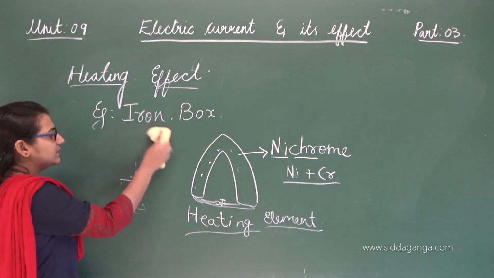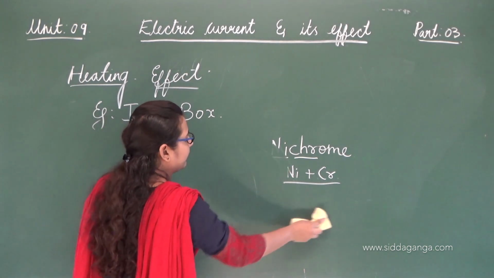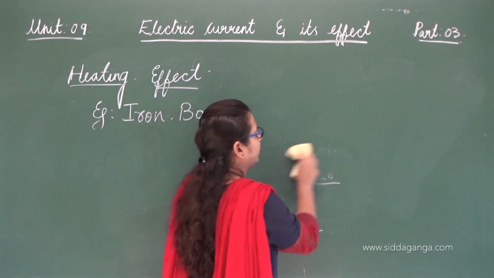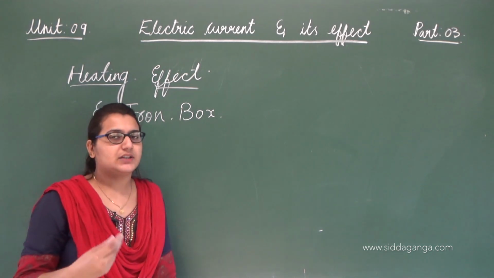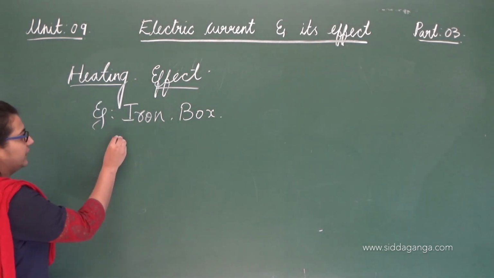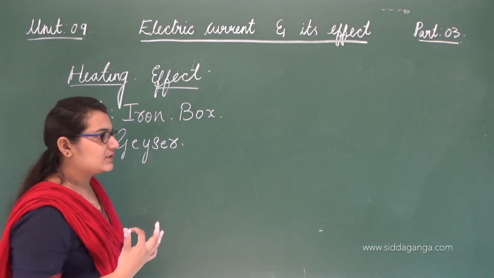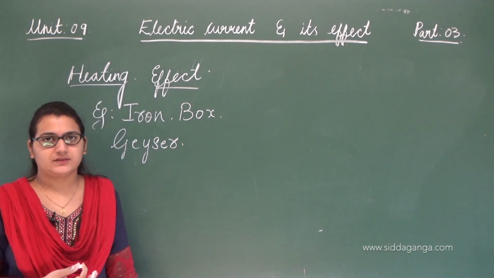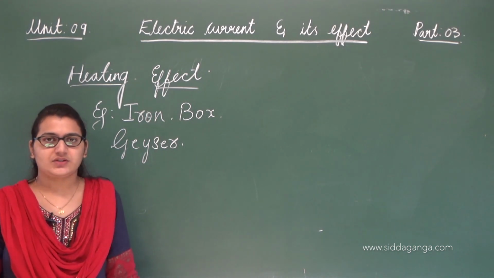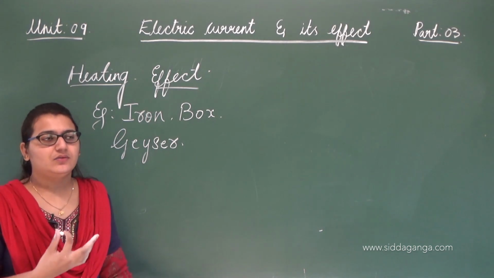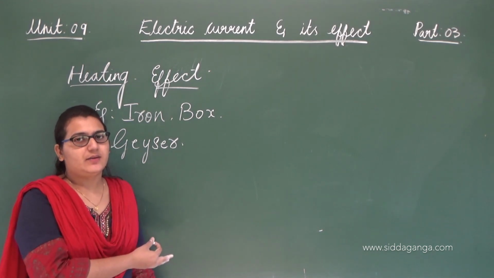And not only this iron box, most of the electric appliances we use in our daily lives have what we call heating elements. Because of the heating elements present inside them, we can make use of these appliances. Example, geyser. We use geysers to get a hot water bath. Inside these geysers we have heating elements, and when current passes, the water gets heated up because of the heating elements present inside.